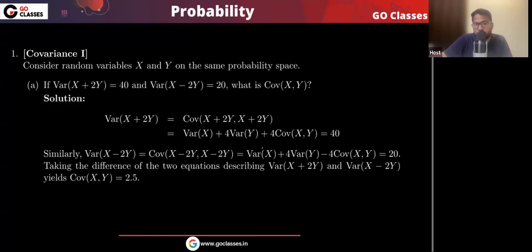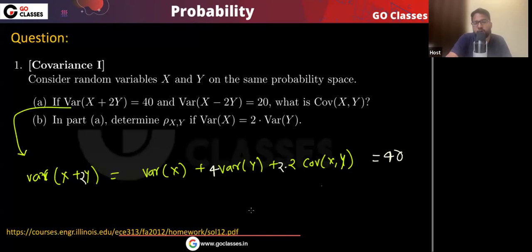So from these two quantities, what you can do, maybe if you just add them, will this be helpful to find out the covariance? No, covariance will get cancelled out. But if you subtract them, then the variance terms will get cancelled out. This minus this is 8 times the covariance, and this is 20, right? So it is 20 by 8, which is 5 by 2, which is 2.5.